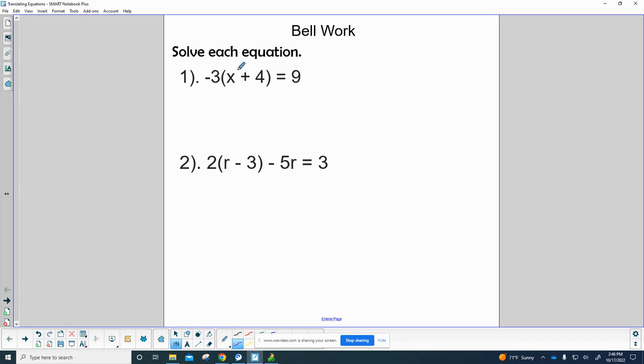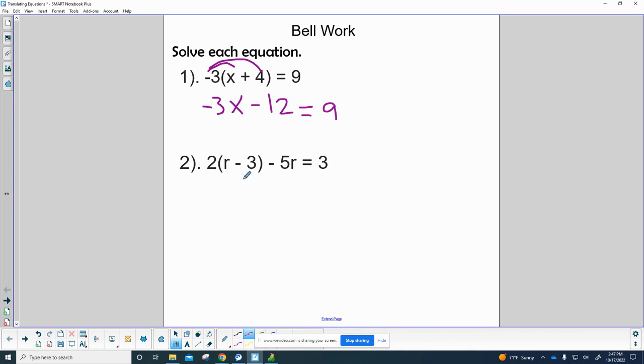So this first one in our bell work is to use the distributive property to distribute the negative 3 to each number inside the parentheses by multiplying. So negative 3 times x would be negative 3x. And negative 3 times 4 would be minus 12. And all of that's going to equal the 9 that was already on the right side.